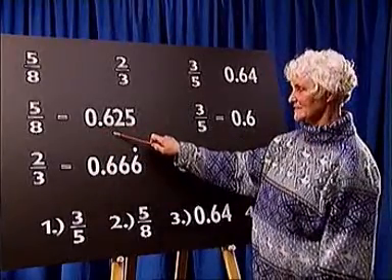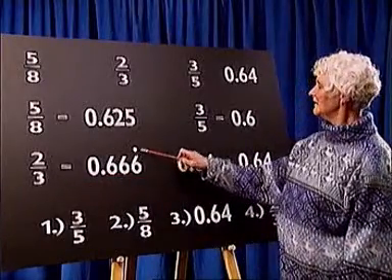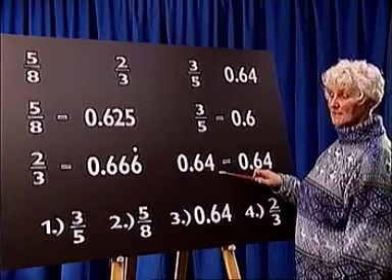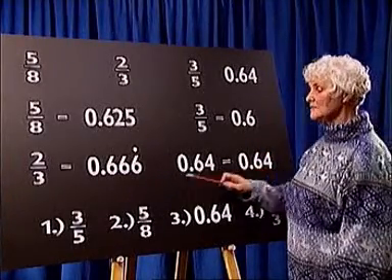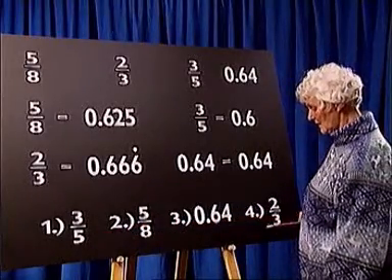5/8 is equal to 0.625, 2/3 equals 0.66 recurring, 3/5 is exactly 0.6, and 0.64 is already in decimal form. So the order of magnitude is 3/5, 5/8, 0.64 and 2/3.